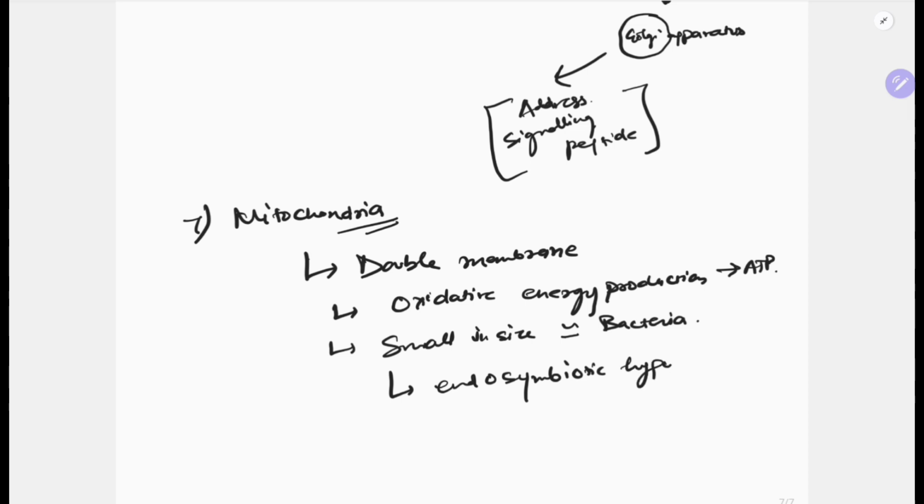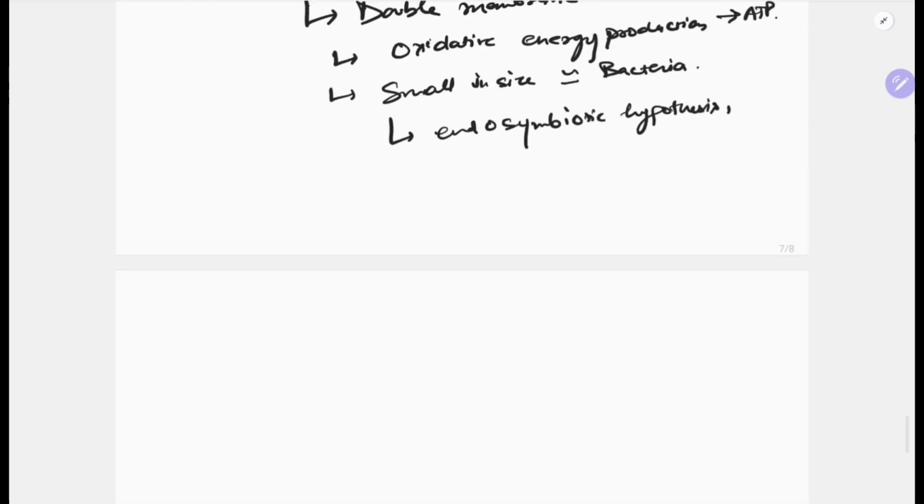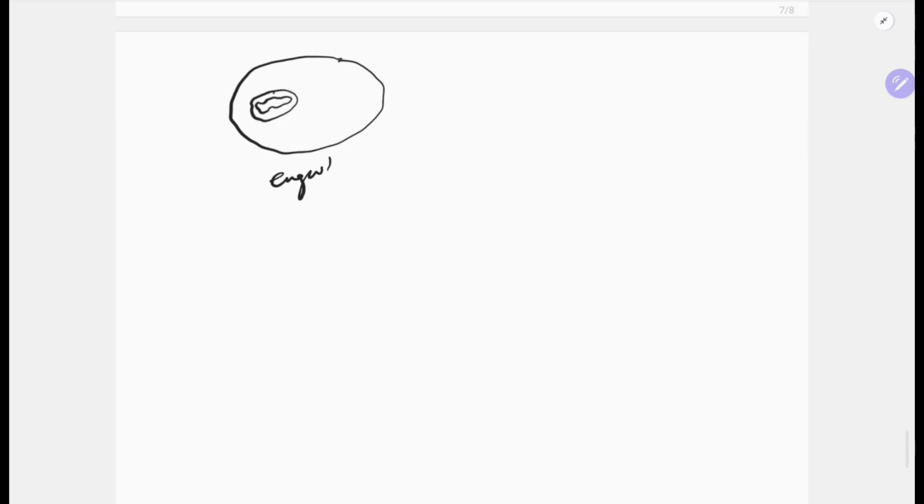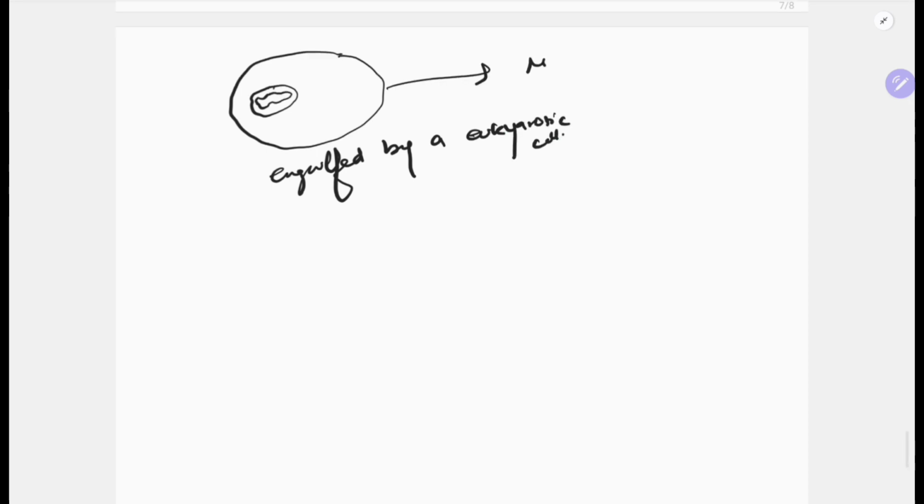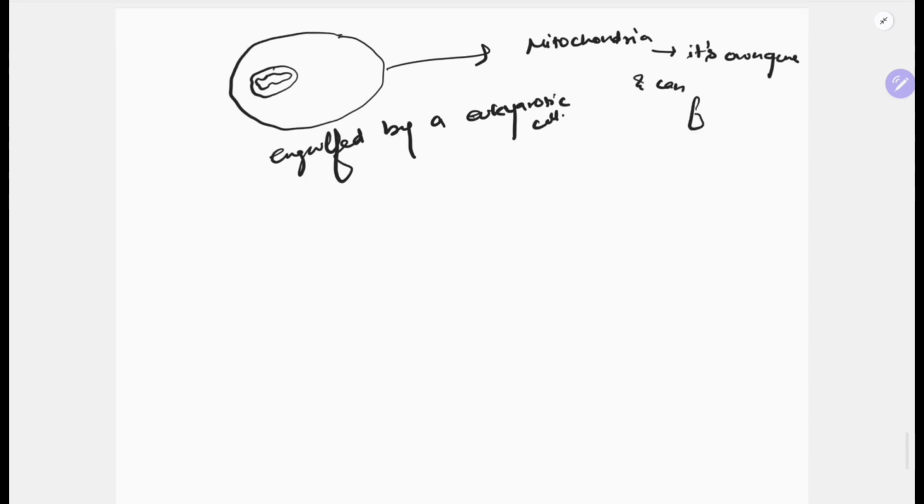symbiotic hypothesis. Those who do not know the endosymbiotic theory, it is believed that mitochondria was an independent organism. Okay, so it was engulfed by a eukaryotic cell. Thus the mitochondria has its own gene and can function independent of the cell, okay, that you must know about.